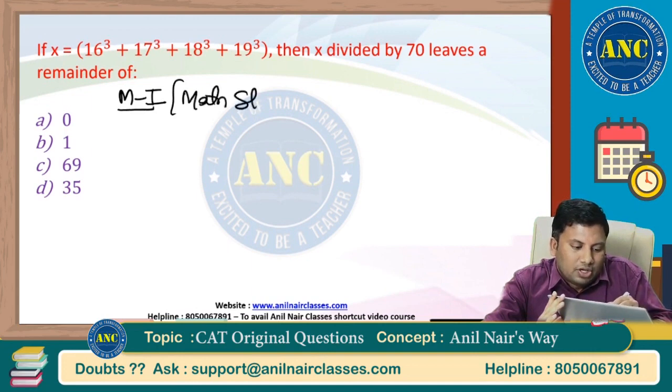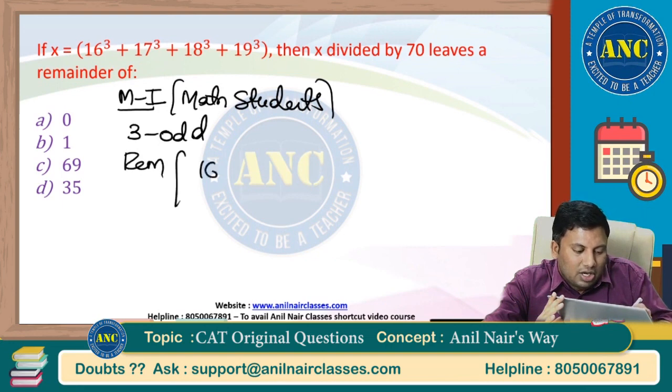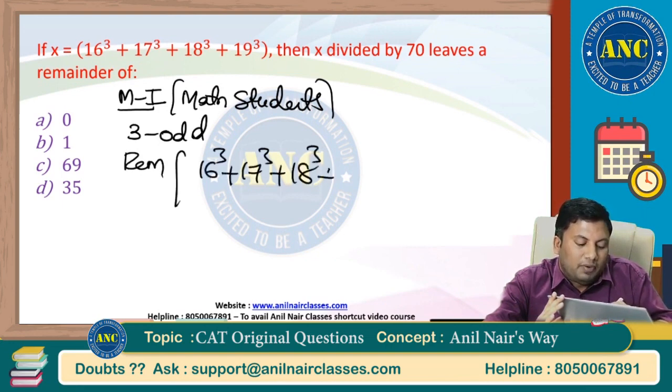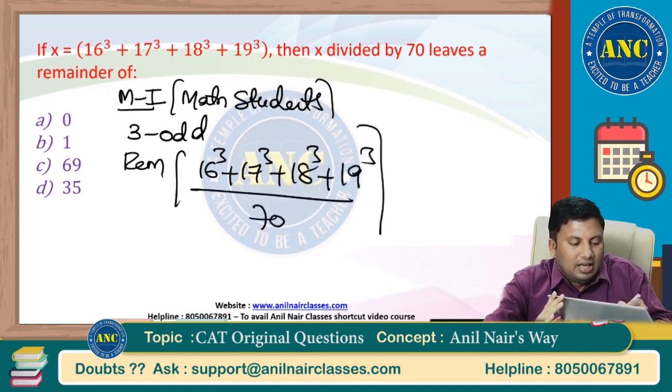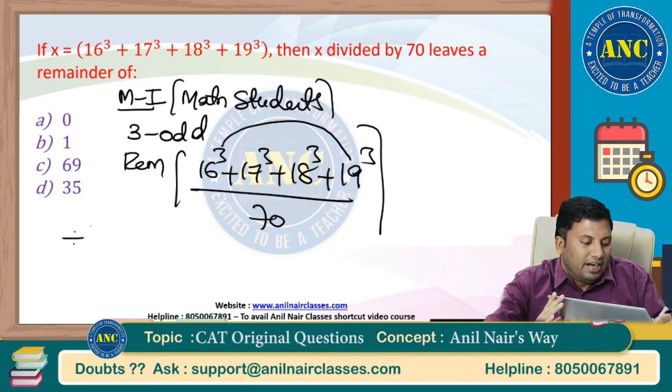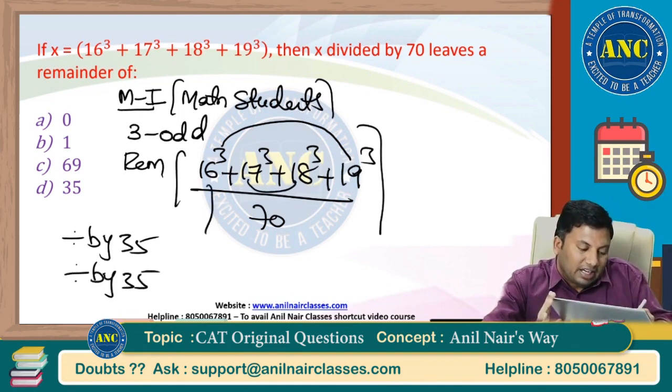Math students who are good in maths will do this. 3 is an odd number. So if I take first and last, 16 power 3 plus 19 power 3 is divisible by 35, and second and third, 17 power 3 plus 18 power 3, is also divisible by 35. The numerator is divisible by 35.